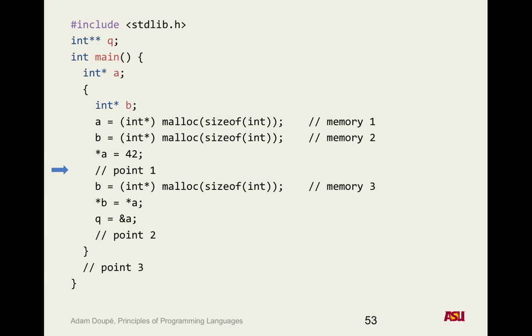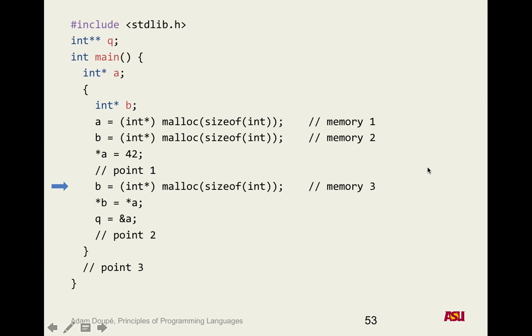No. So at this point in the program, there's five locations, right? There's Q, there's A, there's B, and then there's the two locations returned by malloc. But remember, we can access the locations returned by these mallocs with star A and star B. So we can actually access all the memory that's been allocated at this point.